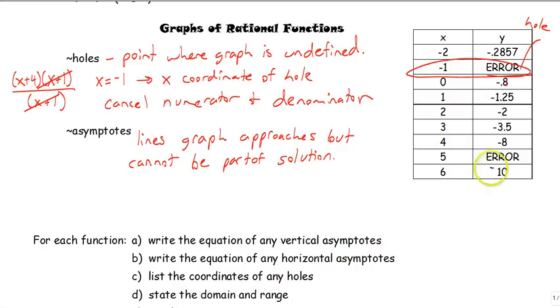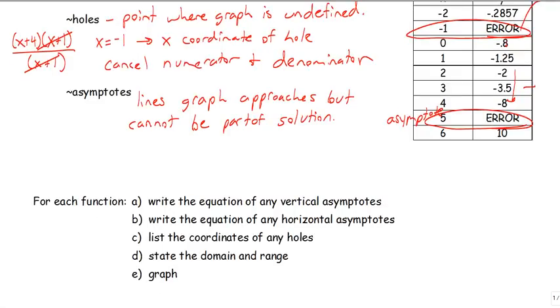Here, it's a different story. We go 4, -8, 5, there's an error, and then 6, 10. Notice how this is getting more and more negative. Then all of a sudden there's an error, and then all of a sudden we're at +10. This would be an asymptote, and it would be a vertical asymptote, because most of the ones we'll talk about right now are vertical when we have x's in the denominator, which are part of your domain restrictions.